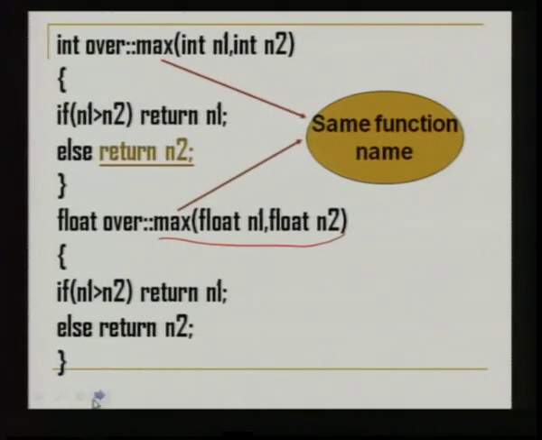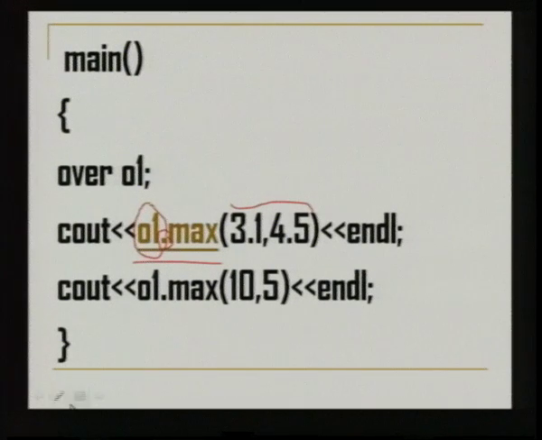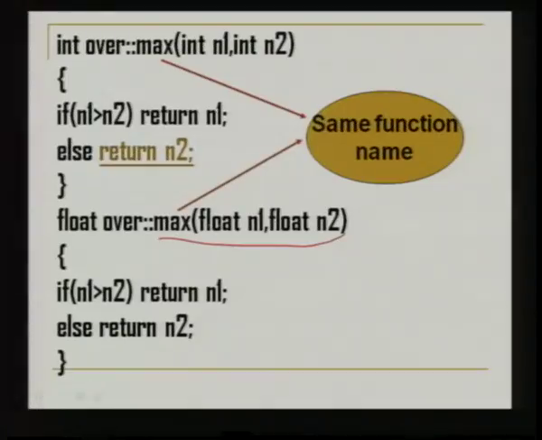So, 3.1 and 4.5 will go to this max function's float n1 and float n2. Instead of n1 it will be 3.1 and instead of n2 it will be 4.5. Then it will check the values here: if n1 is greater than n2 it will return n1, otherwise it will return n2. This is how the max function is identified among the two functions.